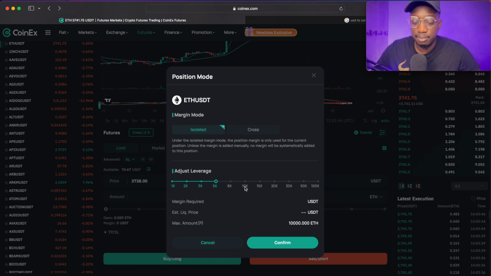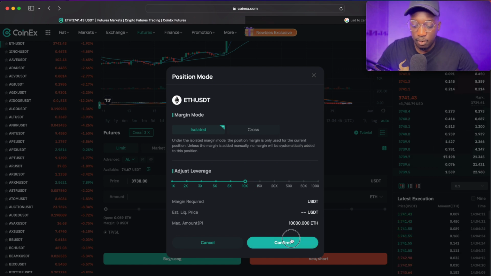So with leverage, you're pretty much multiplying the amount that you have in your wallet. So if I put 5x, it means that I'm gonna multiply this 70 USD times 5, and you know the value. But the more you increase the leverage, the more you increase the risk of being liquidated. So I always recommend people to leave it at 10x or 8x. You know what I mean? You don't really have to take a lot of risk.